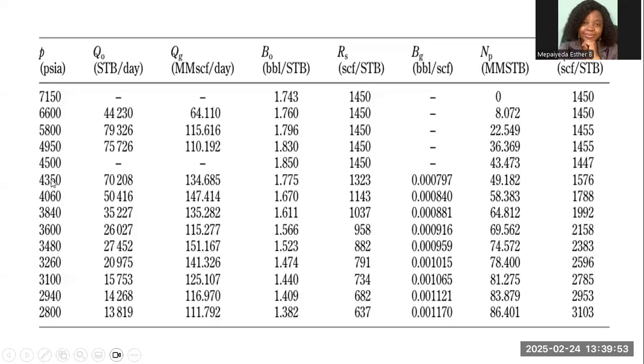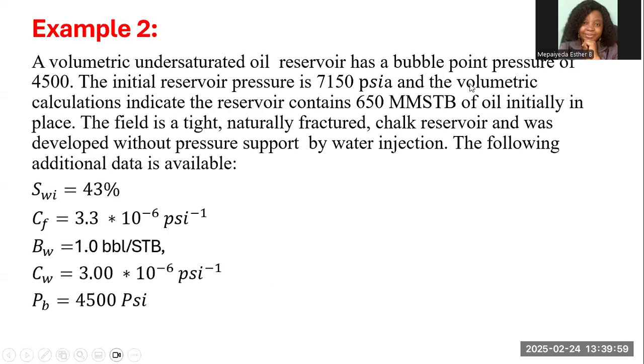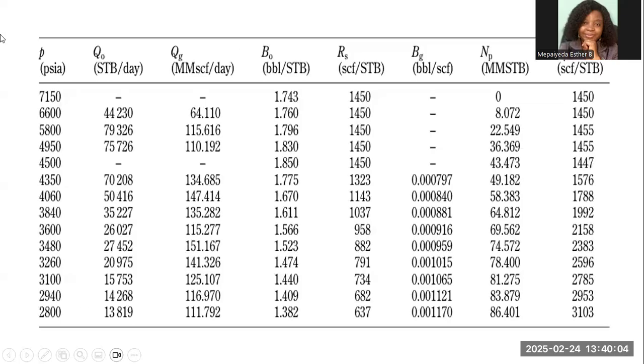Just below your bubble point pressure. Then we are given bubble point pressure. Let's check it once again. Bubble point pressure to be 4,500. So BG, gas formation volume factor, shows that just below your bubble point, you have gas evolving from your reservoir. And that's why you have your BG from here. This is the formation factor, your BG high, and every other one is your BG at the corresponding pressures.